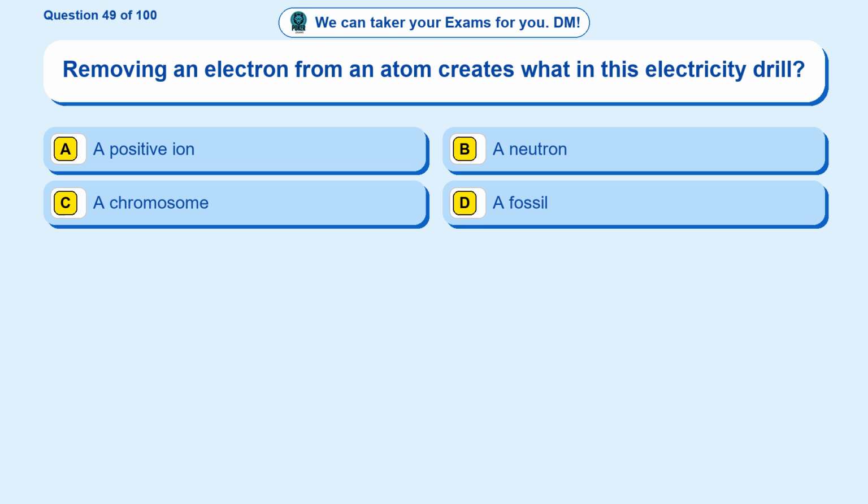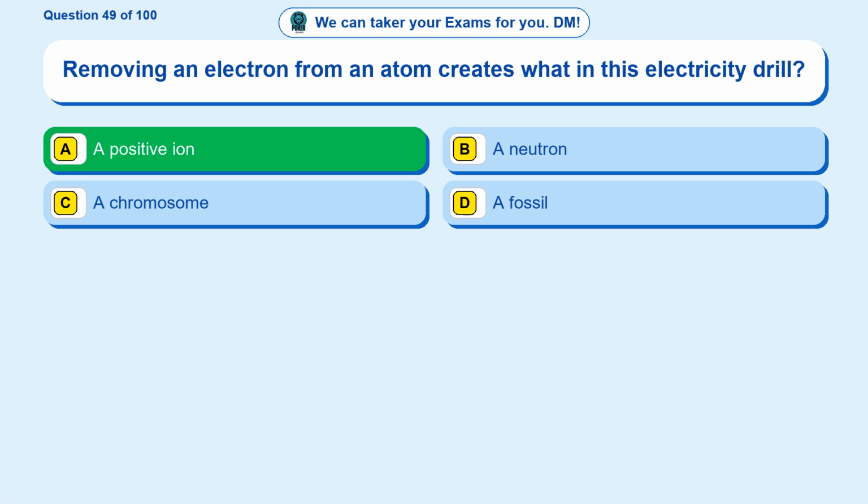Question 49. Removing an electron from an atom creates what in this electricity drill? Option A. A positive ion. Option B. A neutron. Option C. A chromosome. Option D. A fossil. The correct answer is option A.